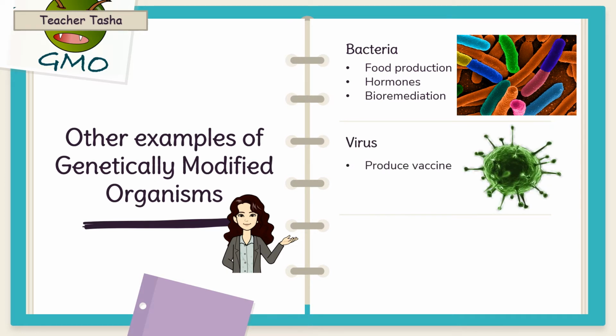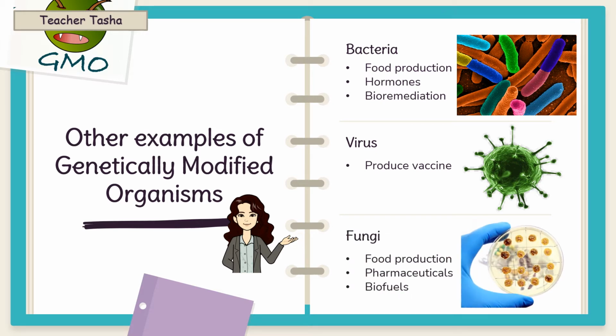Then we also have genetically modified viruses. These viruses are altered so they can be used directly to treat diseases and to produce vaccines. And lastly, genetically modified fungi, which are modified to produce large complex molecules for use in the production of food products, pharmaceuticals, hormones, and also steroids. As of 2016, two genetically modified yeasts are used in the fermentation of wine and its commercialized production in the United States and also Canada. They are also used in the production of biofuels.